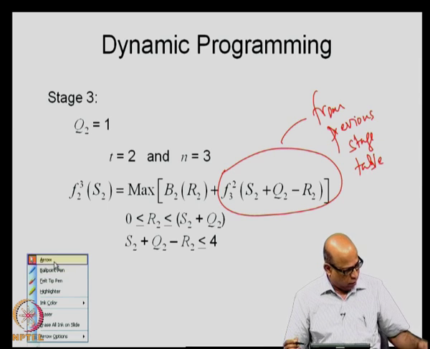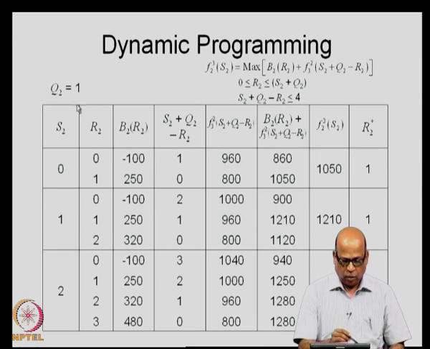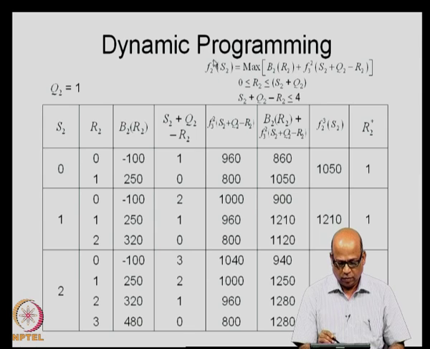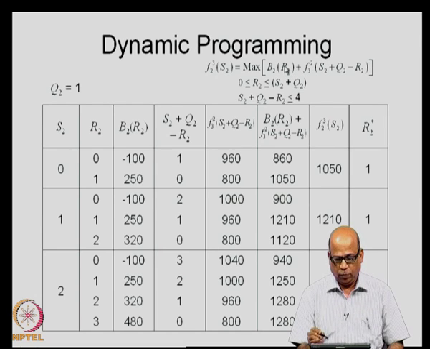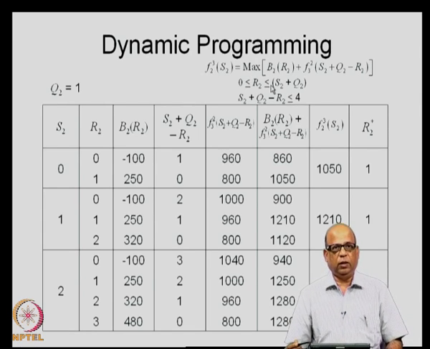Alright. So, what we then do is similar to what we did in stage number 2, we set up the recursive relationship. This is F2 3, that is time period 2, stage 3. S2, which is the storage at the beginning of time period 2, is equal to maximize B2 R2, which is the return associated with a release of R2, plus the optimized objective function value in the previous stage corresponding to the storage S2 plus Q2 minus R2, and these two constraints are similar to what we did in the previous stage.